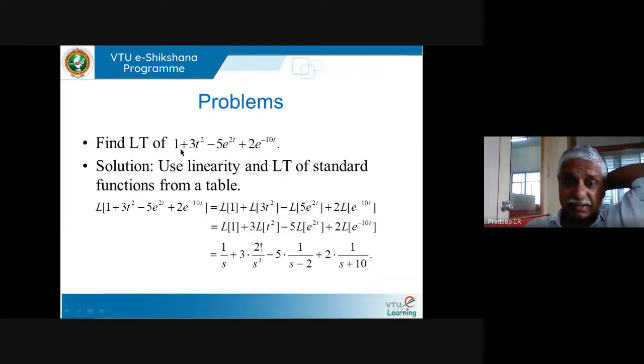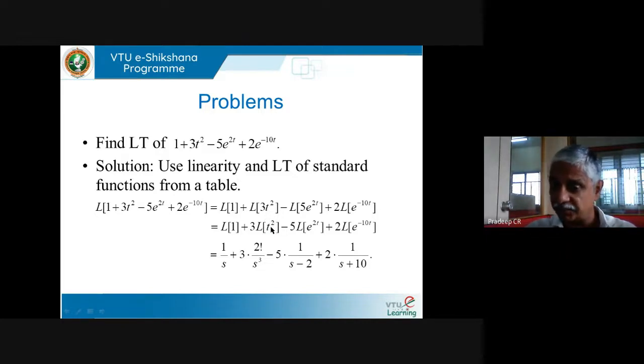I'm taking term-wise Laplace. That's the point to take home from this slide. Each term I'll do separately. I'll pull out the constants, and for whatever remains, I will use the table of Laplace transforms to find the Laplace of the full sum. I hope it's clear.